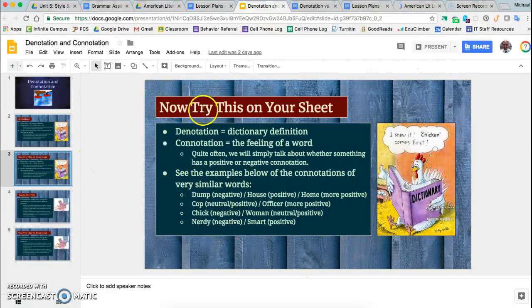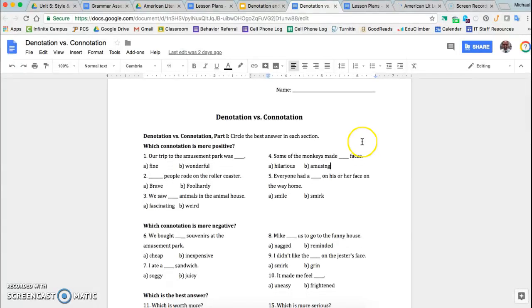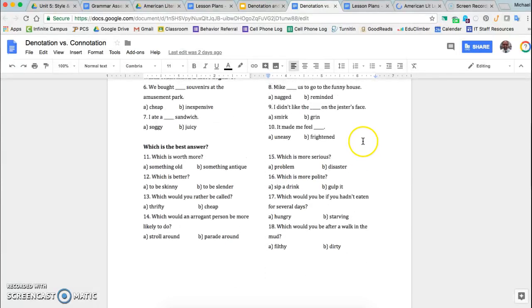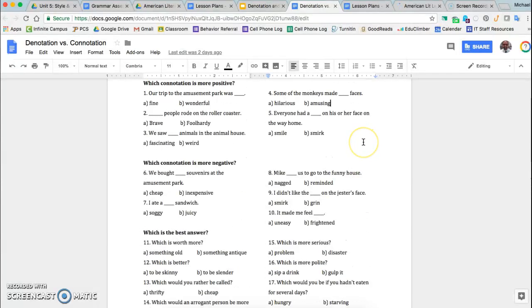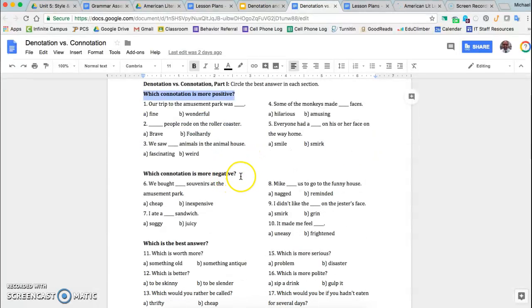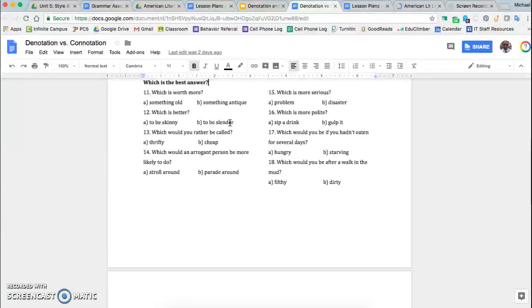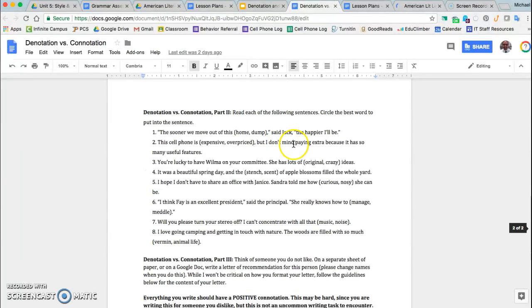So the next slide just says to try this on your sheet. There are several parts that you should do, so I'll go to that very quickly. You should do the entire front page. Here you are just looking at what is being asked of you. For the first 5, you're looking at what's more positive, for the second 5, what's more negative, and here you're just responding to the question.